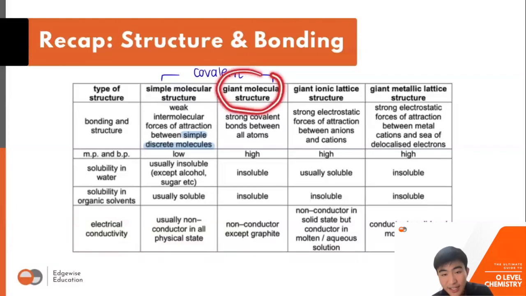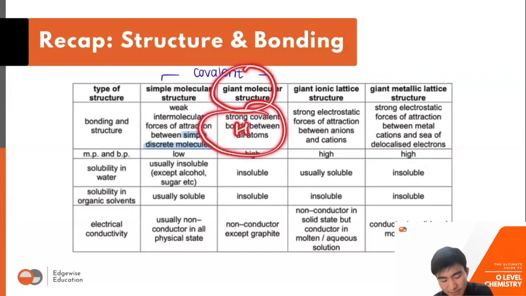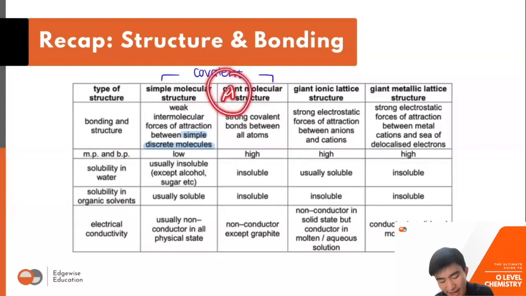Now, for giant molecular structure, I'm going to tell you it's a strong covalent bond. Why? Because I'm sharing the electron. I got two atoms. For example, I got H and K. Okay, maybe not a good example. Maybe A and A. Now, A and A is going to share electron. They're going to share by putting it on the table. The table is shared between them.